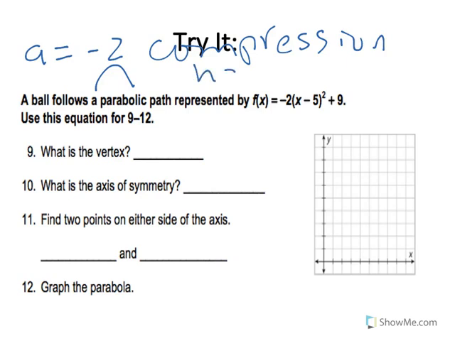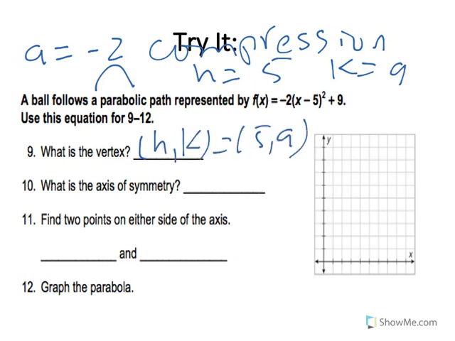Right, and h is a positive 5 and k is 9. So the vertex will always be h and k, so it will be 5 and 9. So the axis of symmetry is x equals 5, whatever this answer is. Okay, so we need two points. We have the vertex already, 5 and 9. So we go 1, 2, 3, 4, 5, 1, 2, 3, 4, 5, 6, 7, 8, 9 at this point here, right?